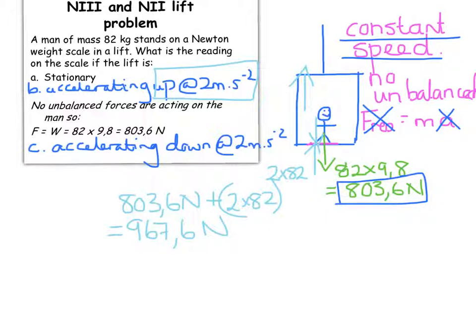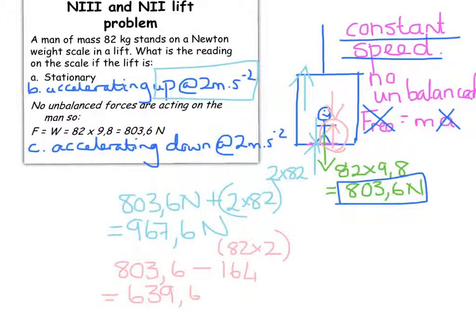If I now am going to accelerate this object downwards, so now the lift exerts a downward force on the man, because the lift is going down, the man will have an upward force from the lift, which means that I'm going to actually subtract that portion of the force from his normal weight. His normal weight will be 803,6 minus 164, which remember was 82 times 2. And I land up with 639,6 newtons.